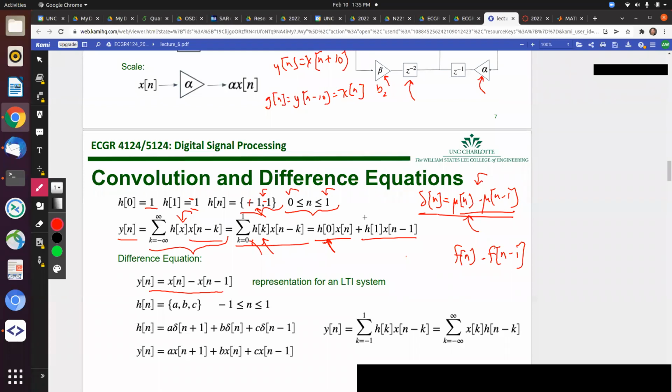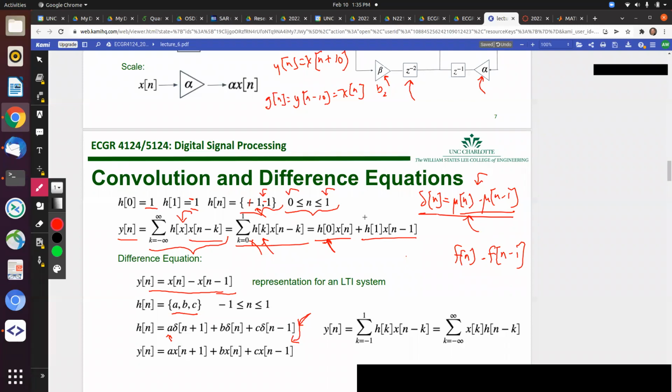And so that's how we come up with this equation. Now, in this particular case, we have a, b, and c, and it goes from -1 to 1. We have a that's associated with the -1, which ends up, because we have an x of n minus 1 in the convolution equation, it's -1. So that's why it comes out as a positive delay. And this is the associated difference equation.